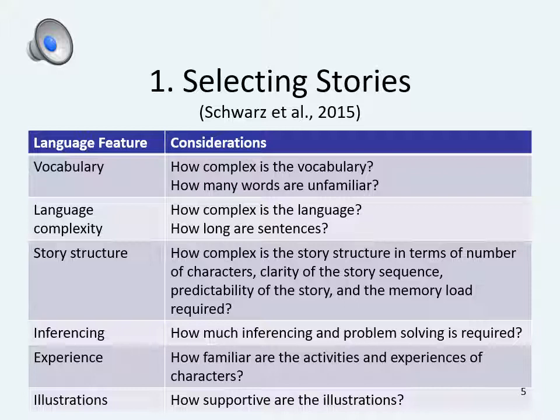When we look at stories, there are certain language features that we should consider. So we need to think about how complex is the vocabulary in the book, how many words are unfamiliar to students. This requires that we understand their current level of language. We need to look at the language complexity. What is the syntax in the sentences in the book? How long are the sentences? How complex? What is the story structure? Does it follow a very predictable story sequence, or does it have a different kind of odd story progression?